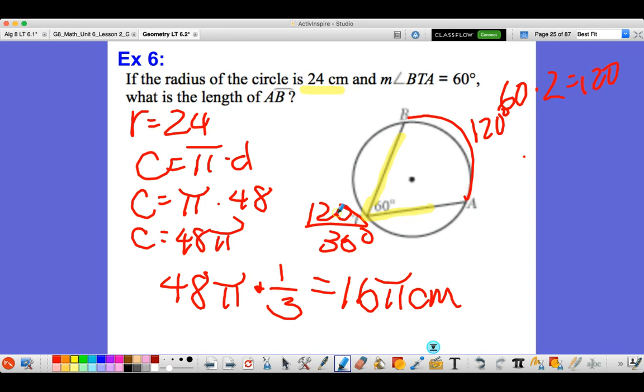So to find the circumference of the whole circle, I double the 24, and that's how I get the 48. So the circumference is 48 pi. And then 120 out of 360 is 1/3. And so 48 pi times 1/3 will give you 16 pi centimeters.